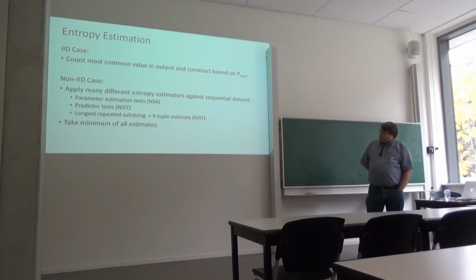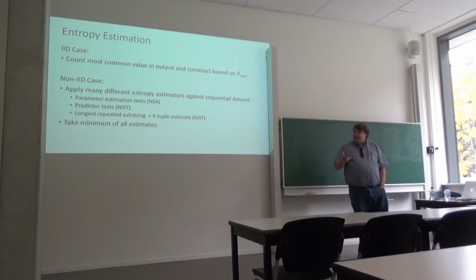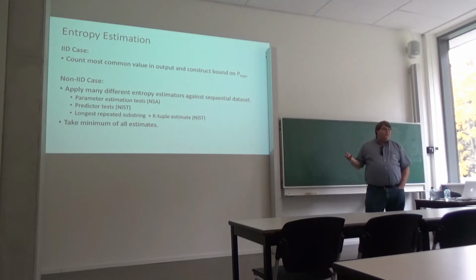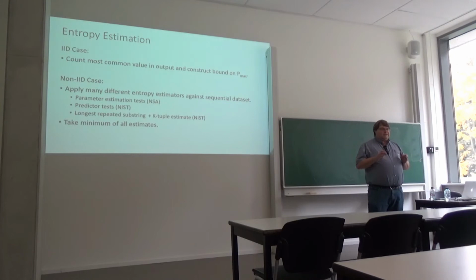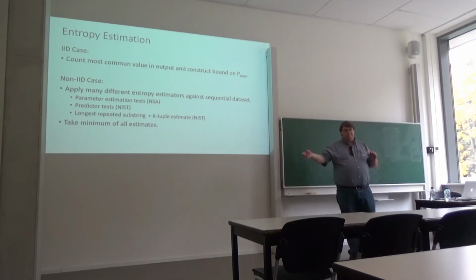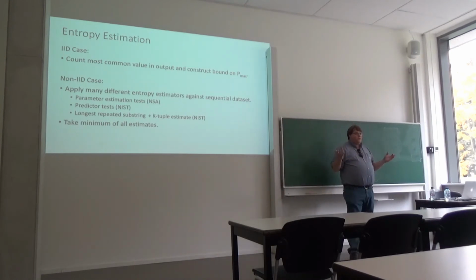One set was originally designed by some NSA guys, and it does parameter estimation. What this does is each of these tests assumes a particular probability model, right? And then says, if this probability model were correct, let's estimate some parameters of it from the data. And then using that, let's figure out what the entropy would be. This is a fairly straightforward, sensible sounding thing to do.